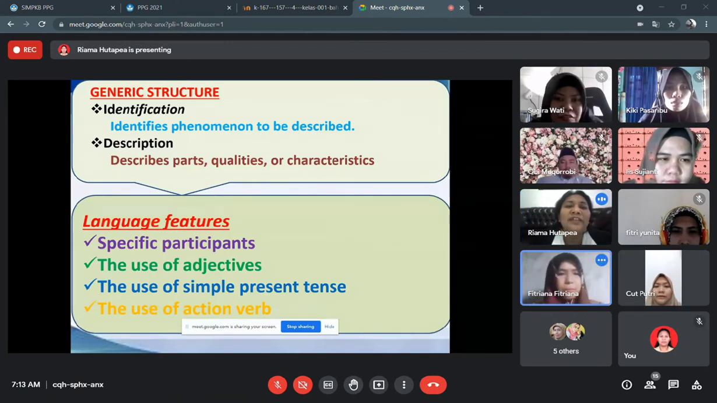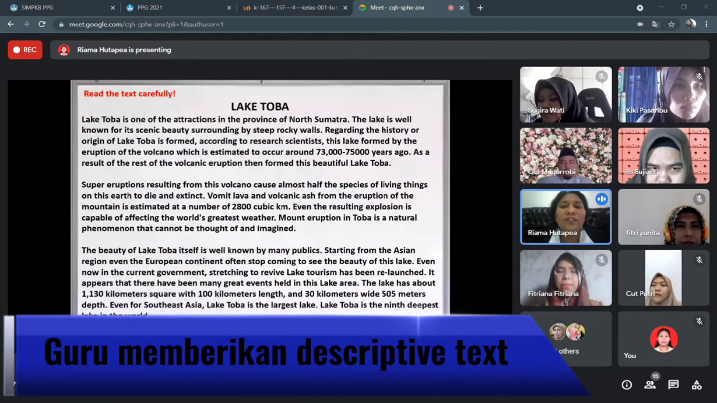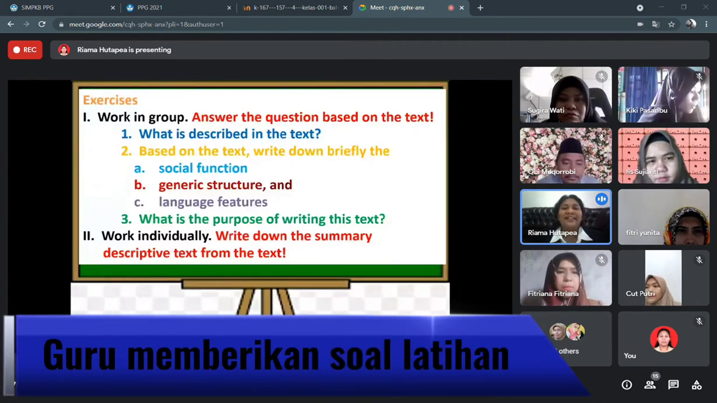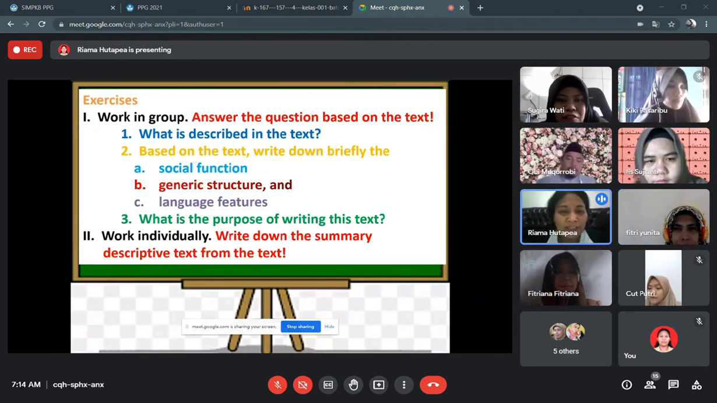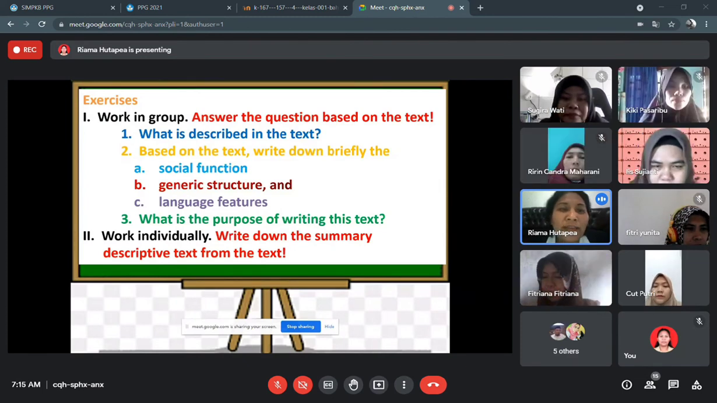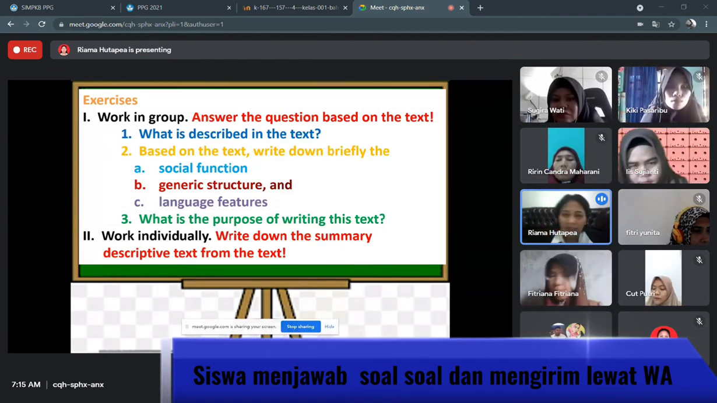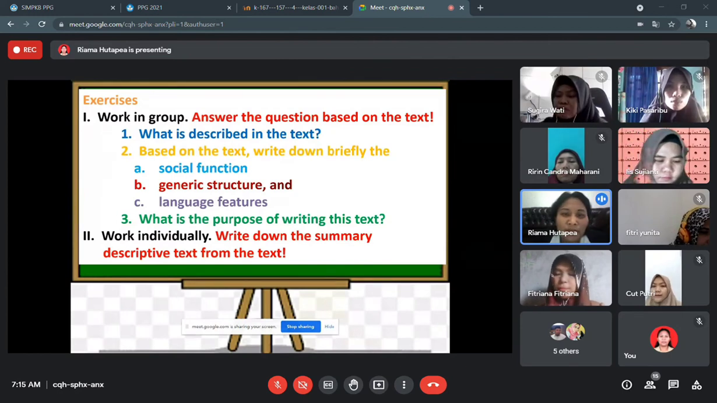Yes, ma'am. Okay, good. Now, we will describe this like Toba. You read the text carefully. Okay, I think you have read the text, and now you do this exercise. In this exercise, the first is work in group, we individually will write down the summary of the descriptive text. Students, you can send the answer to WA. Okay, I see some of the students have sent their answers.